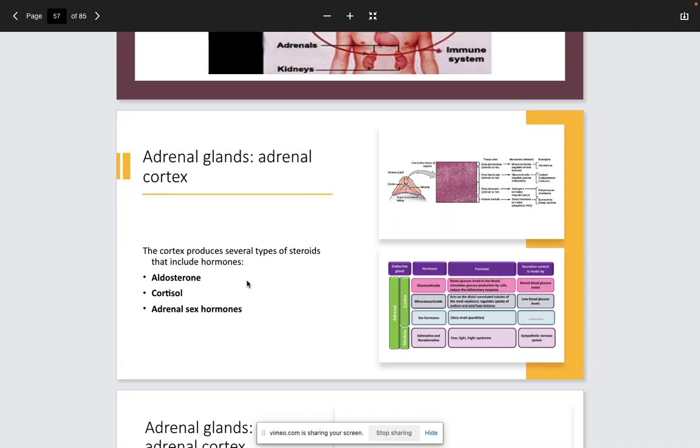The cortex produces several types of steroids that include the hormones aldosterone. Do you guys know where aldosterone is produced? Which portion of the adrenal cortex? That's right, it's the zona glomerulosa. Remember, the GO in our mnemonic.